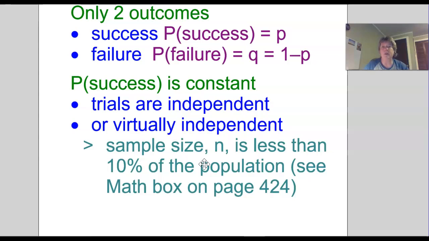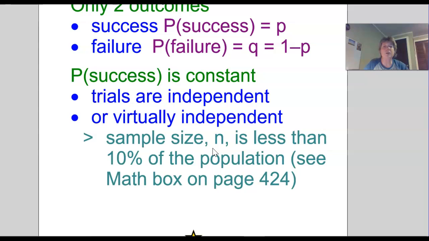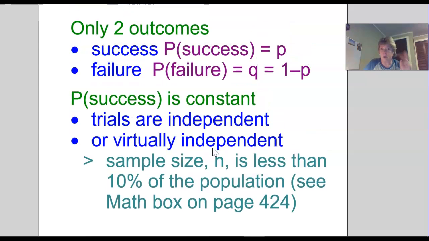It turns out that there's an easy check for this, and that is that your sample size, which we're going to denote with an n, is less than 10% of the entire population. If you want to see a proof of this, you can check out the math box on page 424 in your textbook. It's actually a pretty straightforward proof, so check that out if you're interested. So those are the two things that have to happen: only two outcomes, which we're going to denote as success and failure, and then the probability of success has to be constant from trial to trial.